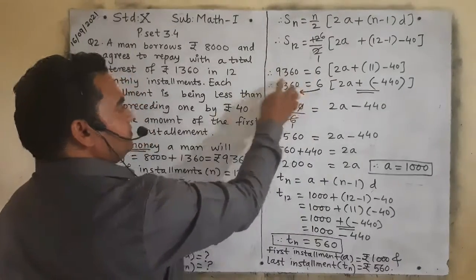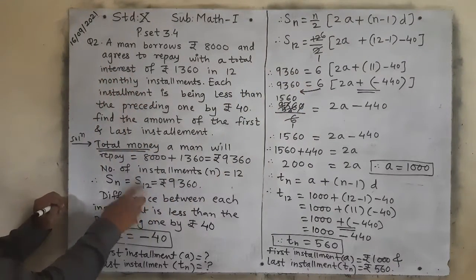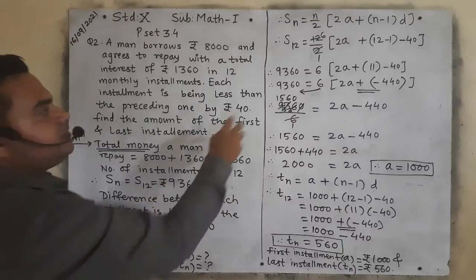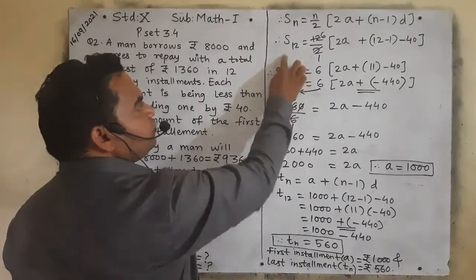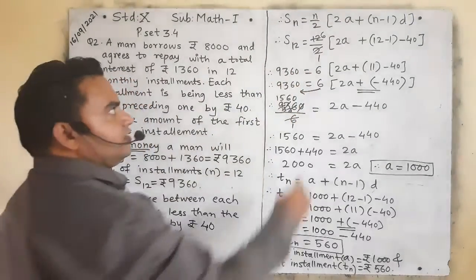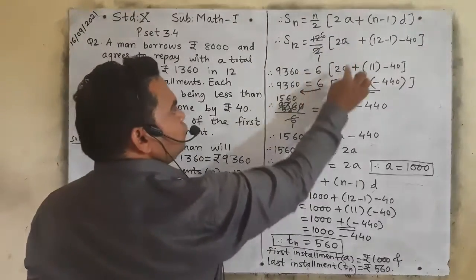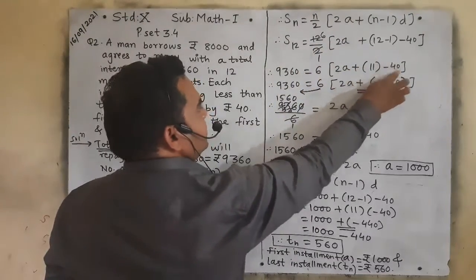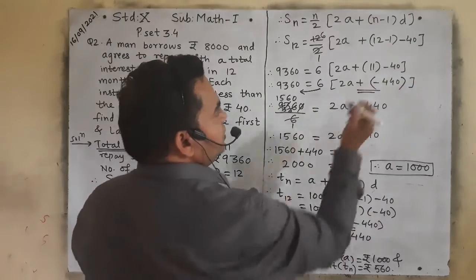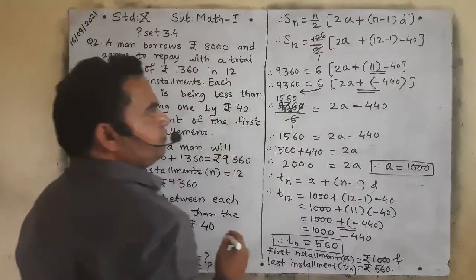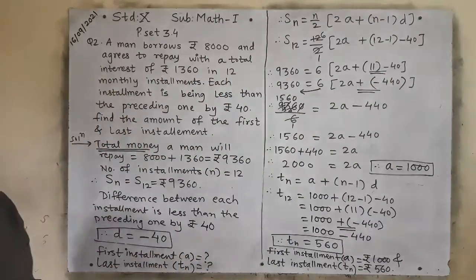S12 value is given. Total number of installments is 12 and the total money I will pay is 9,360. So the value of S12 is 9,360. 12 half is 6, 2A, 12 minus 1 is 11, times minus 40. Now these two will multiply to each other. 11 will multiply to minus 40.